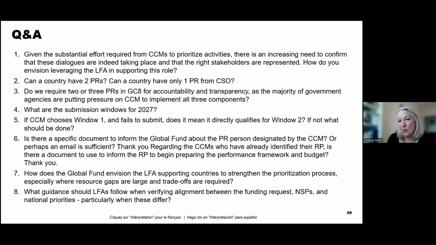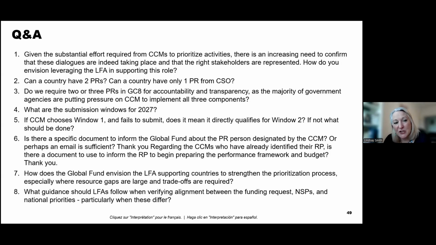So as of now, the LFA has not often been used to verify that the dialogue that the CCM confirms has taken place has actually taken place. There is a different process in place for the Global Fund to screen for eligibility requirement number 1. And if there are flags, then we pursue that with a different level of scrutiny. But that's not a role that we have used the LFA for in the past, and I don't anticipate that that will be a significant role for the LFA going forward.